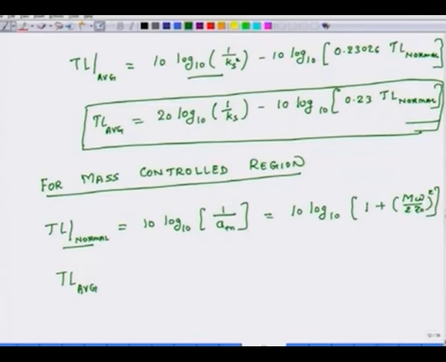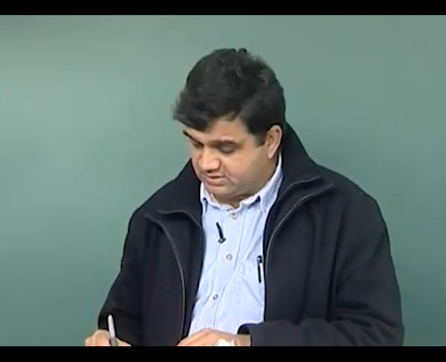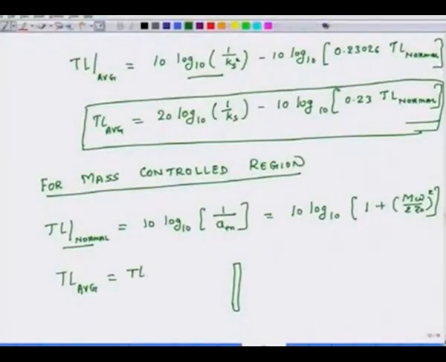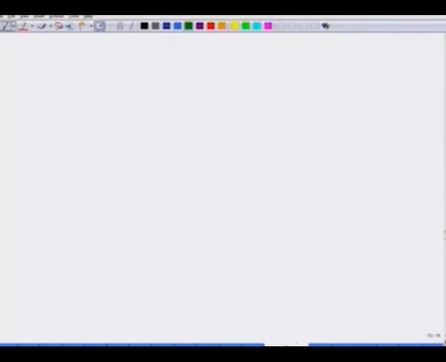People have found, using numerous experiments, that if a wall is being hit by sound waves coming from all directions, and the frequencies of these sound waves are way in excess of the natural resonance of the system, then TL average is approximately equal to TL normal minus 5 dB. This is based on experimental data.